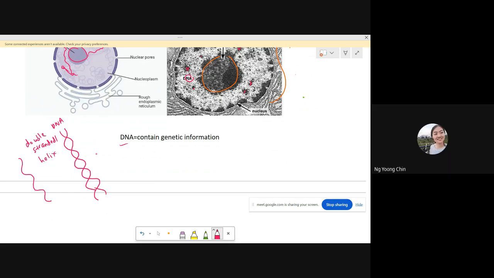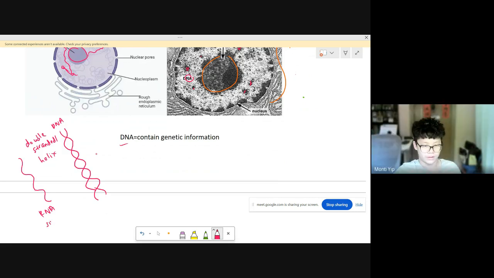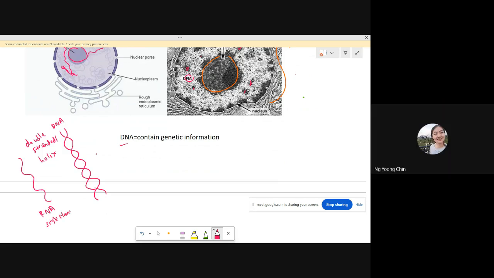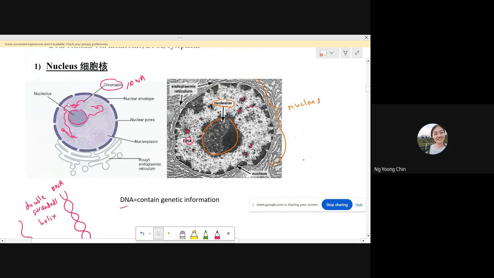Then this is RNA. RNA is usually a single strand. Outside they have a lot of DNA, and then it is surrounded by what? Surrounded by the nuclear membrane. This nuclear envelope, or nuclear membrane, it's just the same. So you can see how many membranes.